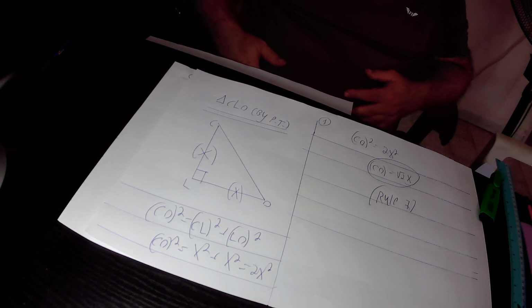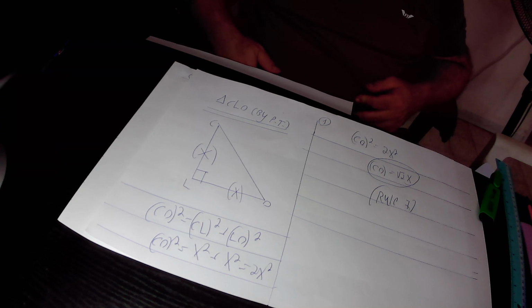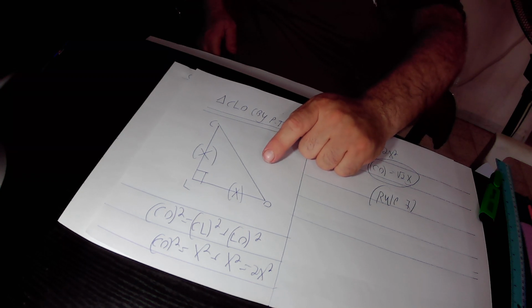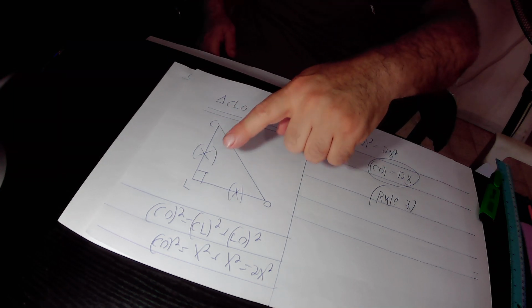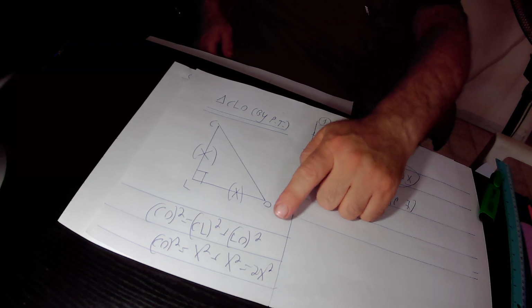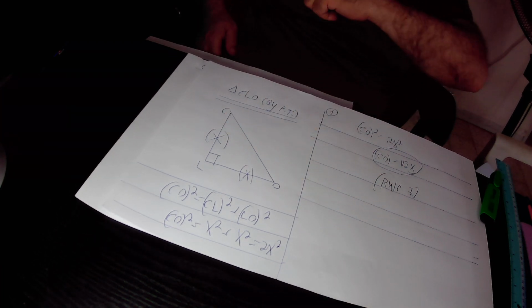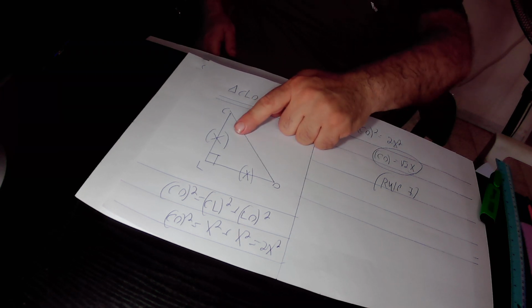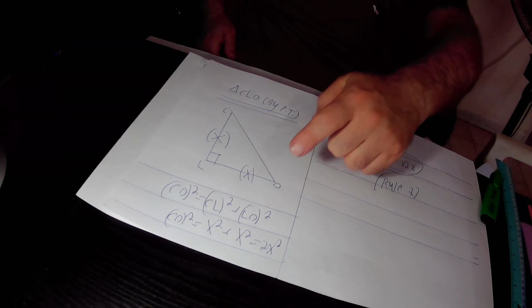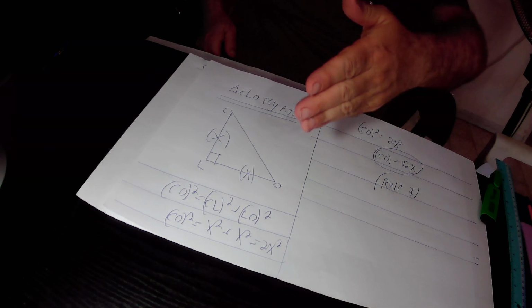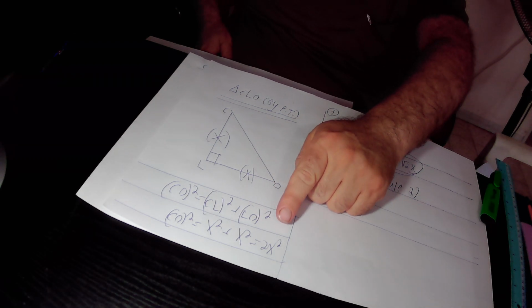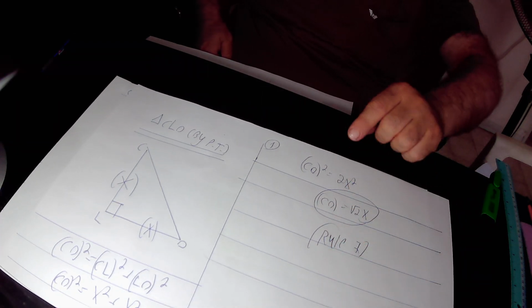According to the Pythagoras theorem, in any right triangle, the square of the hypotenuse equals the sum of the squares of the perpendicular sides. The hypotenuse in this right triangle is CO, therefore the square of the hypotenuse is CO square, and CO square must be equal to CL square plus LO square. CO is the missing side, so we leave it as it is. CL is x, therefore CL square is x square, plus LO square. LO is also x, therefore LO square is x square. So in total, CO square equals x square plus x square, that is 2x square.